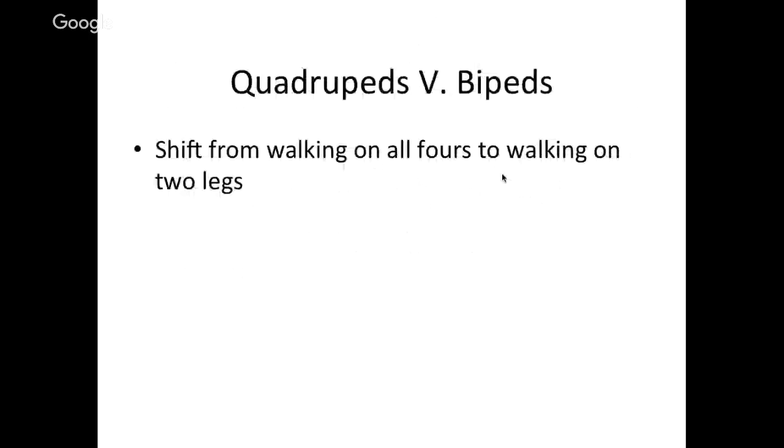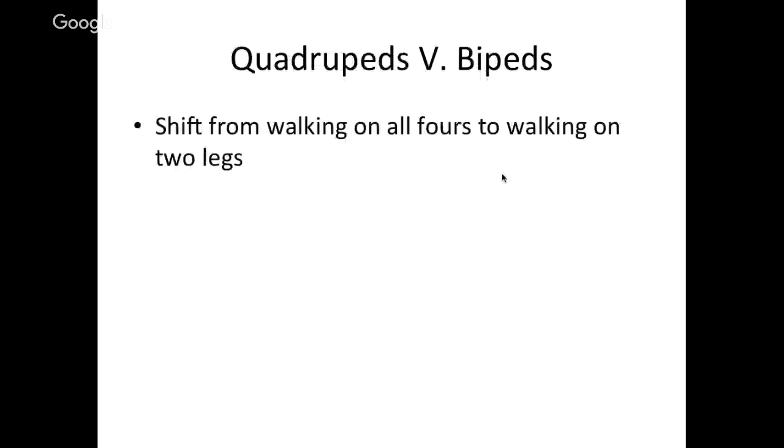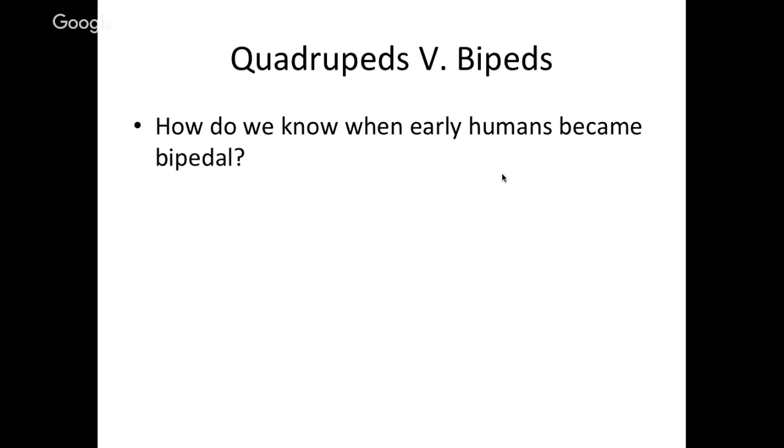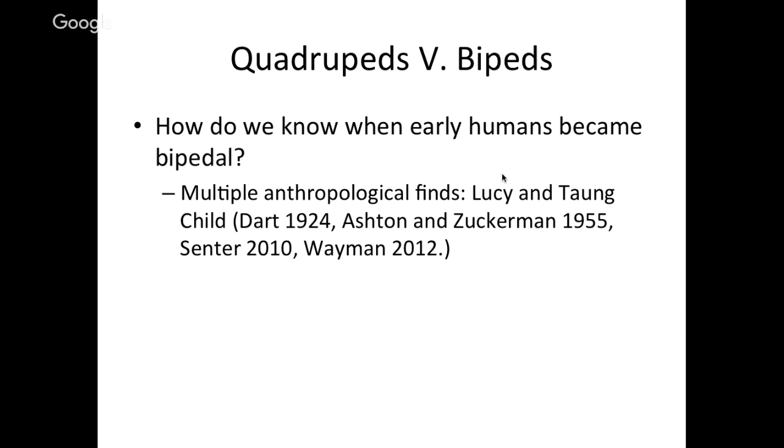So, quadrupeds versus bipeds. The shift occurred from walking on all fours to walking on two legs. It's one of the very first major evolutionary changes, and it may have occurred to encourage oxygen conservation. So, how do we know when early humans became bipedal? There were multiple anthropological finds, such as Lucy and the Taung child.